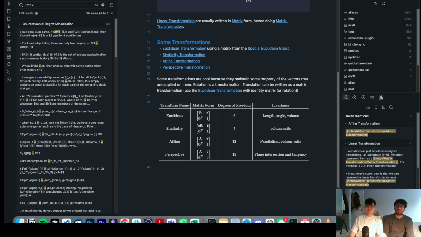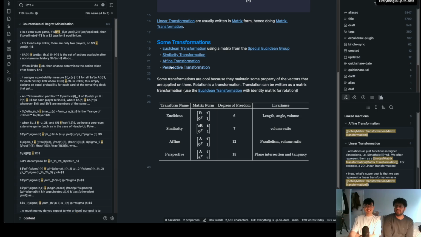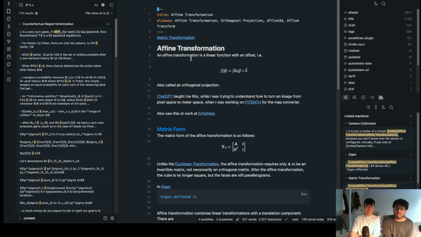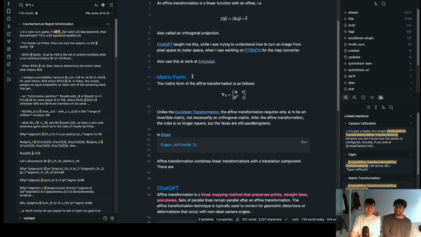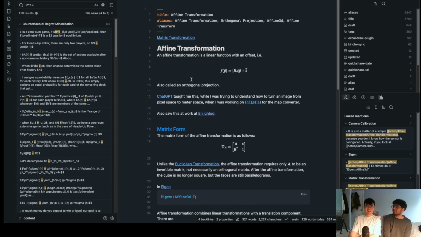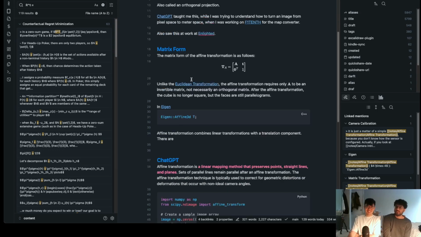What's an affine transformation? What are the properties? Oh, that makes sense. Affine with the offset. That's actually why y equals mx plus b, for example, is an affine transform, because there's an offset. It's not actually a linear transformation.